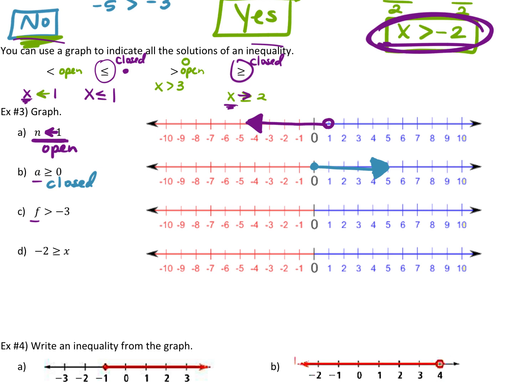f is greater than -3. Open or closed? Open. Open at -3 because -3 is not an answer. And what direction? Right. To the right.